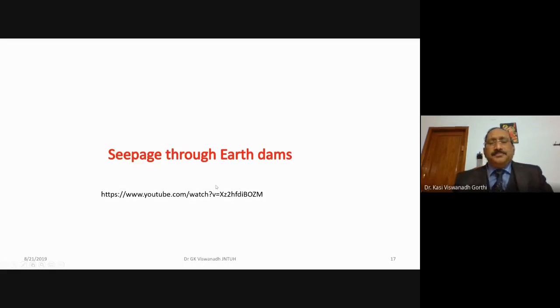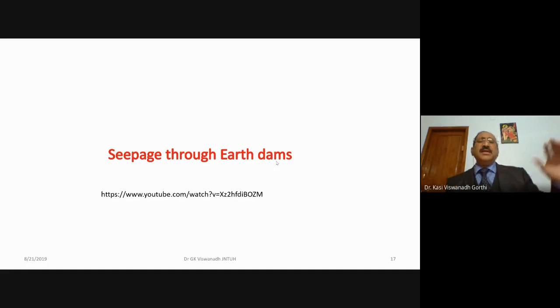Seepage through the earth dam. Filter criteria we have seen, criteria for the safe design of the earth dam, followed by filter criteria. Now, seepage through the earth dam. We have been indicating this word seepage. This is the biggest challenge for the earth dam, because in spite of the compaction being done in the form of layers in the case of a rolled fill dam or maybe a hydraulic fill dam, seepage is inevitable through the earth dam.